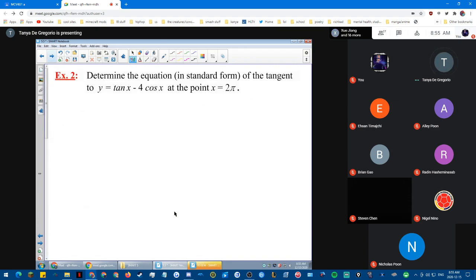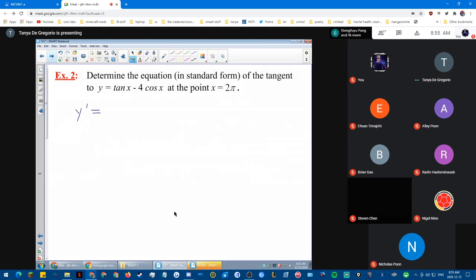Okay. Determine the equation in standard form of the tangent to y equals tan of x minus 4 cos of x at the point where x is equal to 2 pi. So we know we're looking for an equation. We need two things. We need the slope. We need a point. So we can very easily find the slope by finding the first derivative.